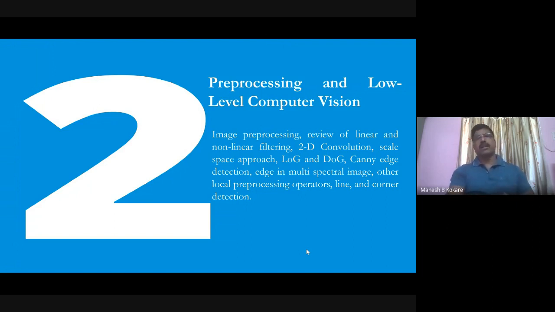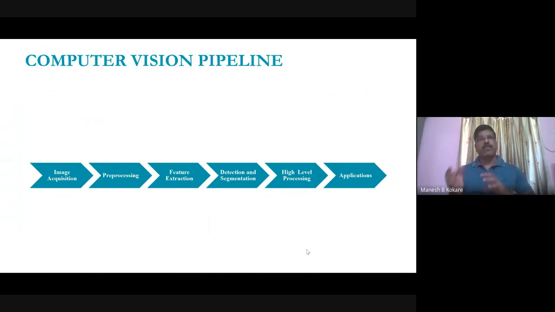So if you look at the computer vision pipeline, the first step of computer vision is image acquisition. So an image can be captured with different cameras. You know that in my first lecture I talked about the electromagnetic spectrum. In that electromagnetic spectrum, you have the visible spectrum whose wavelength ranges from 400 nanometer to 700 nanometer. So generally we capture visible images, but it's not only like that. We can capture not only the visible images.